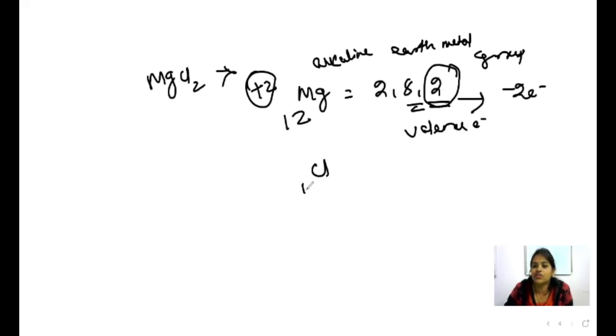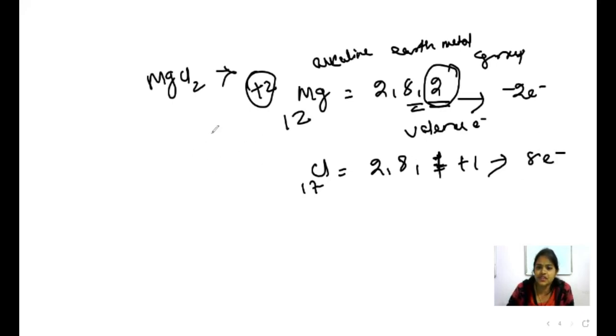Okay, and chlorine, we already saw, has the atomic number 17, and it has the 2, 8, 7 configuration. By gaining 1 electron, it will have 8 electrons in its valence shell. So let's draw the structure of MgCl2 and see how it forms. Mg has 2 electrons in its outermost shell, which can be divided between the 2 chlorine atoms, as there are 2 chlorine atoms present. Chlorine has 7 electrons in its outermost shell. Here also chlorine has 7 electrons.